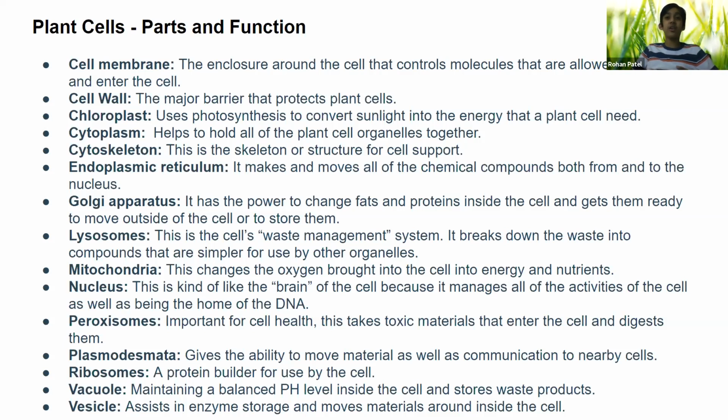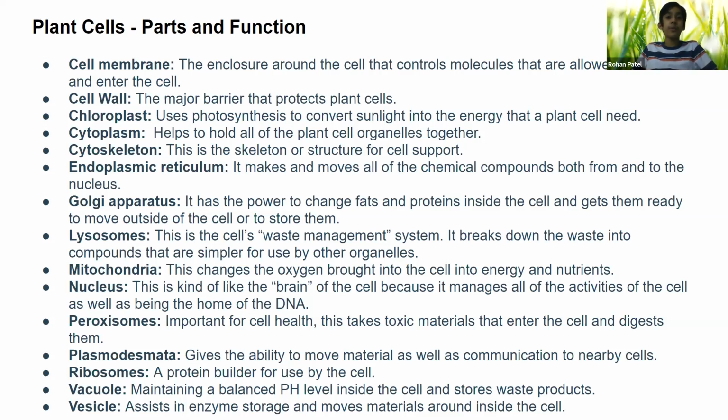It changes oxygen into energy and nutrients. Our nucleus is the brain of the cell and also keeps the DNA in it. The peroxisomes are important for the cell's health. They take in toxic materials that enter and digest them. And we have our plasmodesmata, which gives the ability to move material and communicate with other cells.